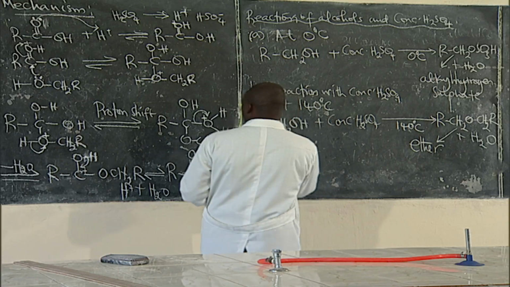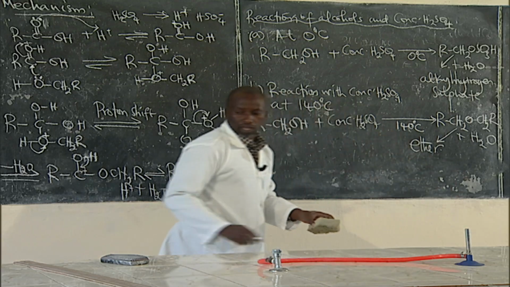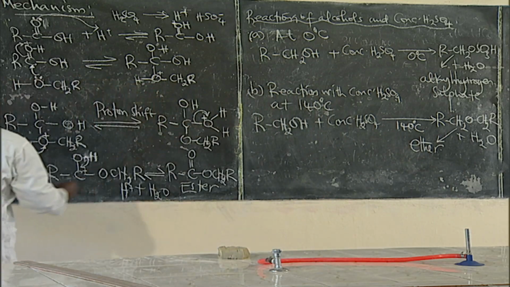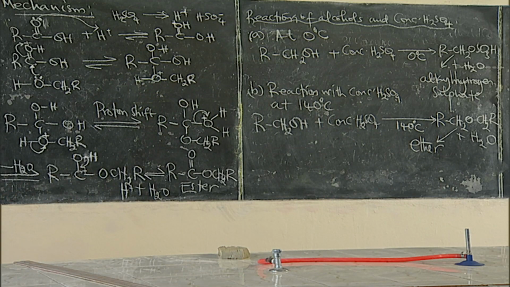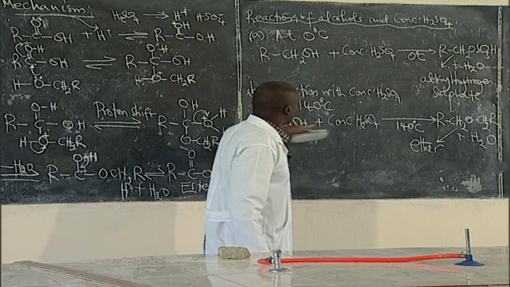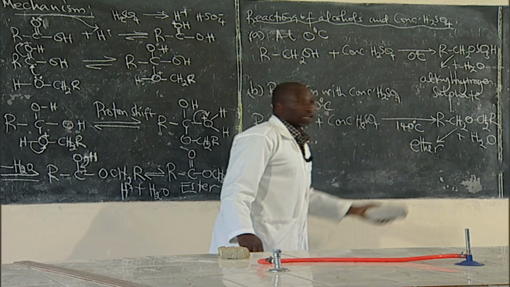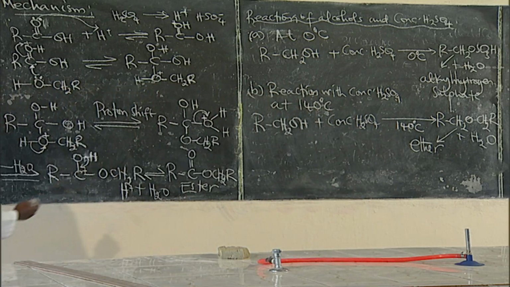Let's check the mechanism for this reaction. Maybe you can just come back to this side and look at the mechanism for that reaction, where the alcohol is combining with the concentrated sulfuric acid at 140. The mechanism, how does it go to come to an ether? So this is how it happens.